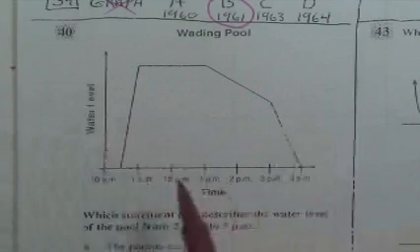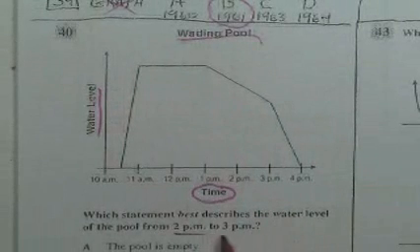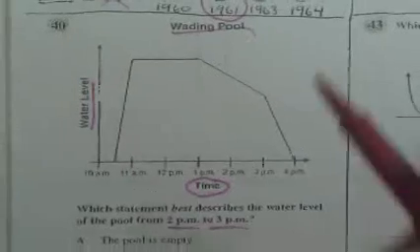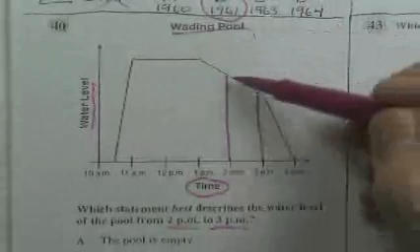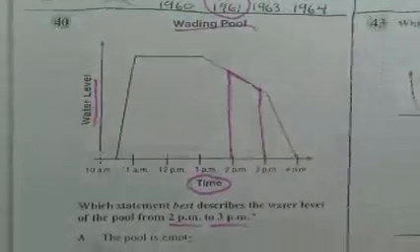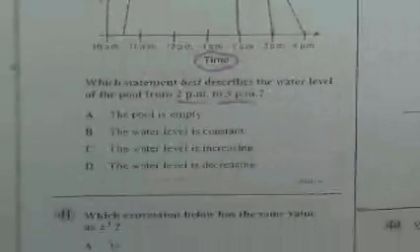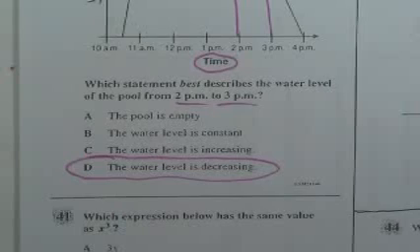Okay, on number 40, we have a wading pool. Here's the water level, and here's the time. Which statement best describes the water level from 2 o'clock to 3 o'clock? From 2 o'clock to 3 o'clock, it looks to me like it is going down. It's decreasing. Therefore, the correct answer is letter D.